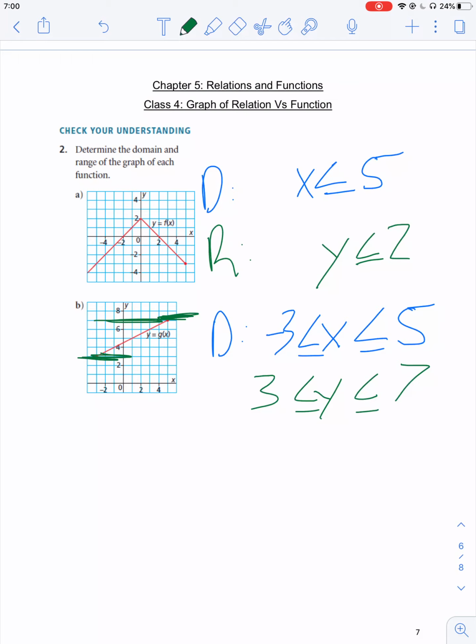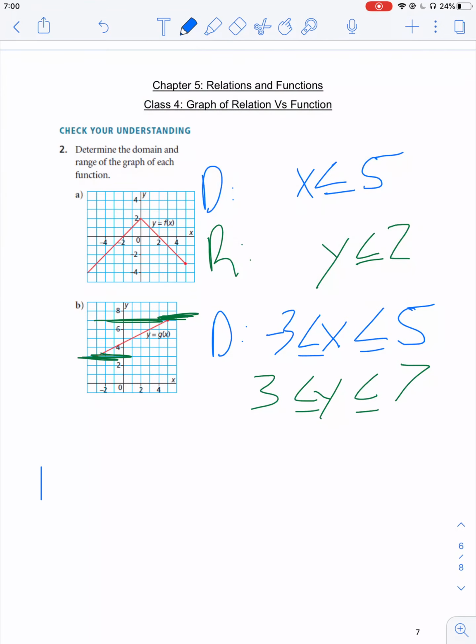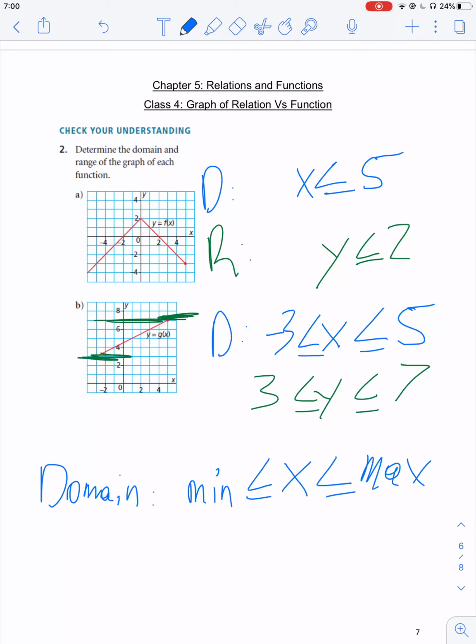In other words, let me summarize this. For domain, this is how you find the domain. It always has to be greater than or equal to your minimum value, your x, and less than or equal to your maximum. If there is no minimum or maximum, then just ignore that part. If there's no minimum, then ignore this. If there is no maximum, then ignore that part. Then you'll only have half of what you're supposed to have.